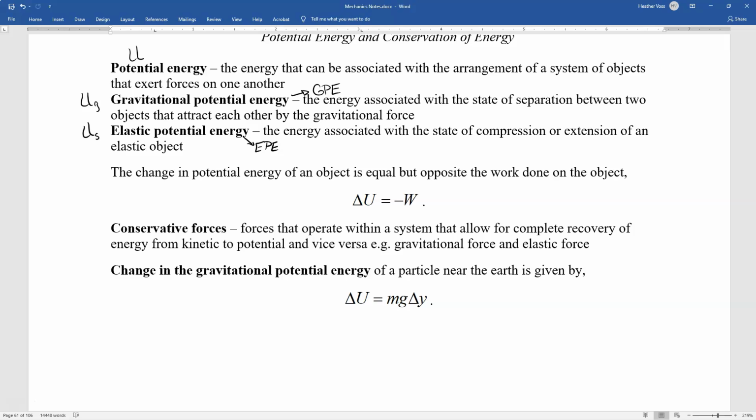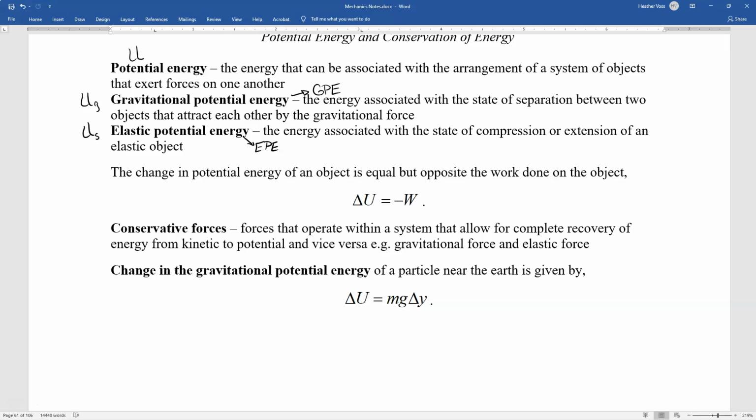When we talk about gravitational potential energy, that is the energy that is in an object or stored within an object based on its position in a gravitational field. Basically, that is the energy associated with the state of separation of two objects that are attracted through gravitational forces. Our elastic potential energy, this is where Hooke's law comes back in.